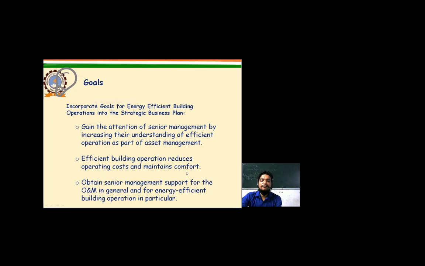The second point regarding a goal is that efficient building operation reduces operating costs as well as maintains comfort. It means that to establish an energy efficient building, such type of operation should be there, one that reduces the operating cost as well as maintains comfort.